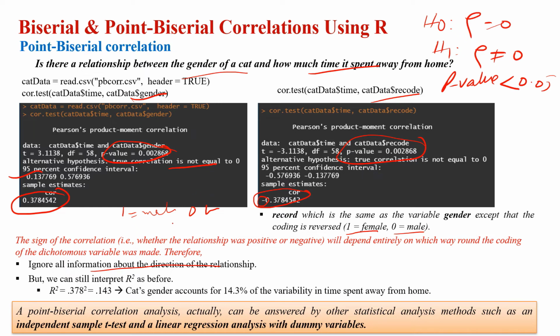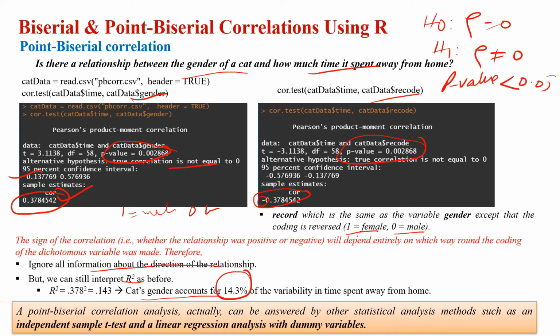If I square this correlation, as we know, the answer would be equal to the coefficient of determination. So how can we interpret this? It would be interpreted as the cat's gender variable accounts for 14.3% of the variability in the time spent away from the home. That would be the interpretation of the coefficient of determination, which indicates how much variation one variable can explain in the other variable.